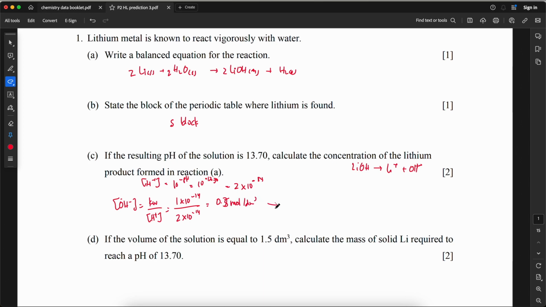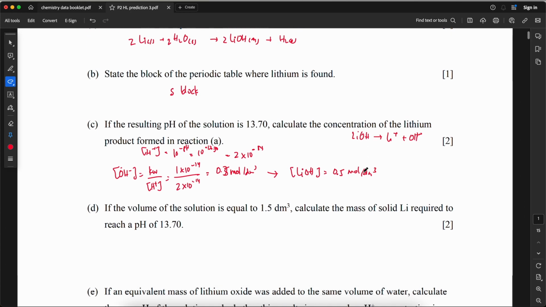So this one also will be the concentration of LiOH, because it has the same coefficient. So the concentration of OH- is the same as the concentration of LiOH. So the concentration of LiOH is 0.5 mole per decimeter cube.